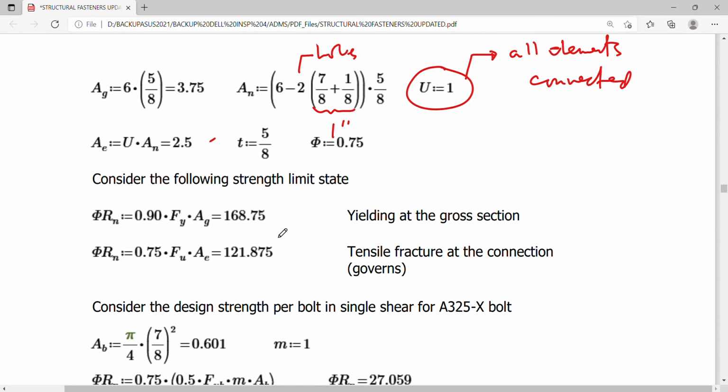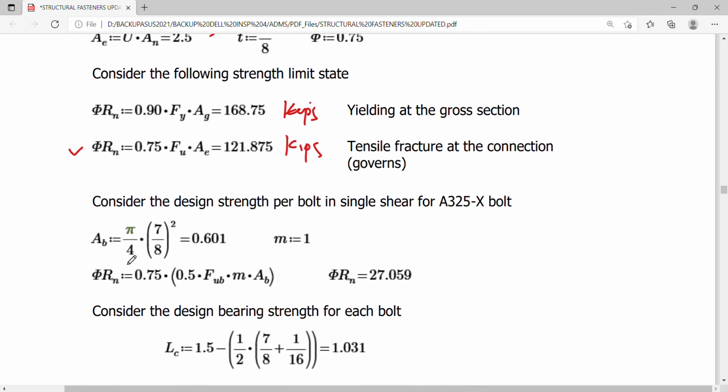So we have, for the yielding at the cross section, this, which I think will be in kips, no? And for the fracture, the connection, we have this. So this actually governs as far as these two are concerned, for your capacity. So consider the design strength per bolt. We are now through with the member design, or the member analysis.